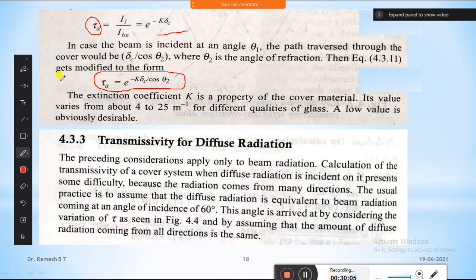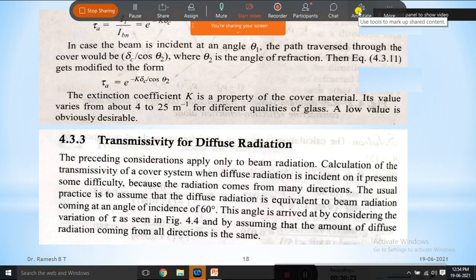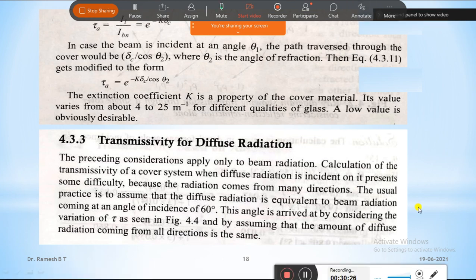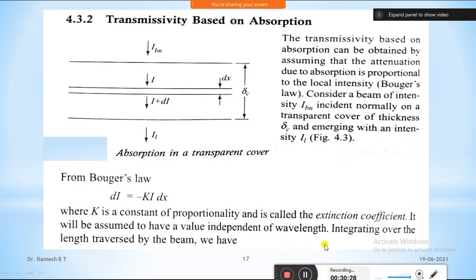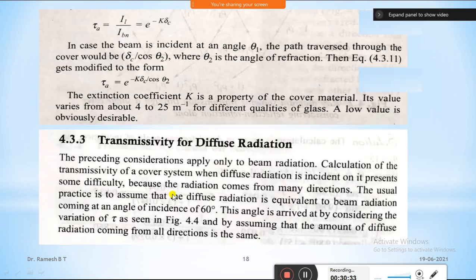There is no derivation for this tau A. Directly you have to remember this equation: tau A is equal to e raised to minus K times delta C divided by cos theta 2, with respect to the angle of refraction. This comes from Bouguer's law. If you integrate that equation, finally we get this. You just remember this equation for the calculation purpose, to solve some problems.